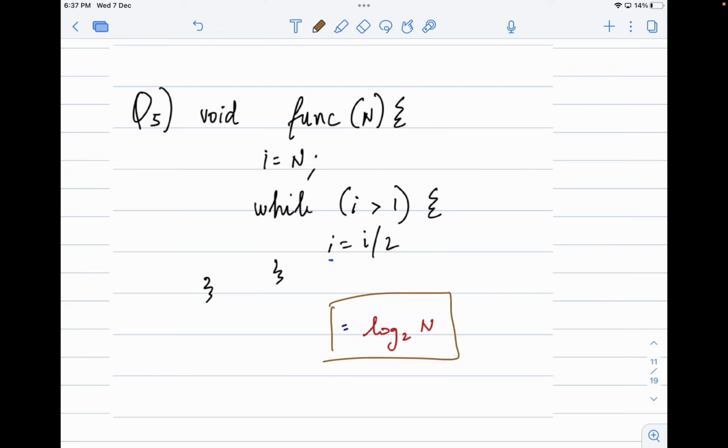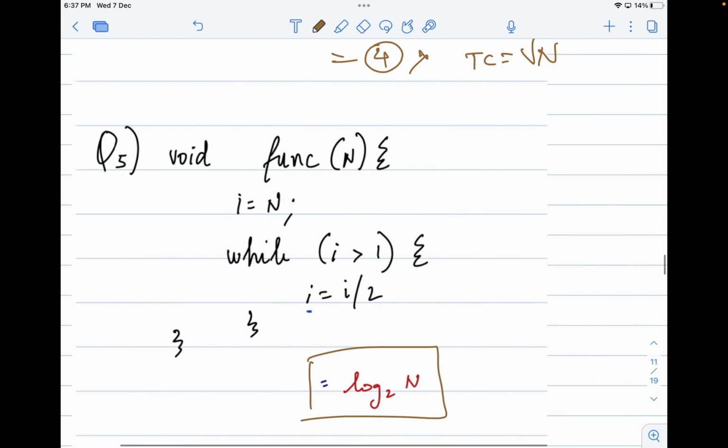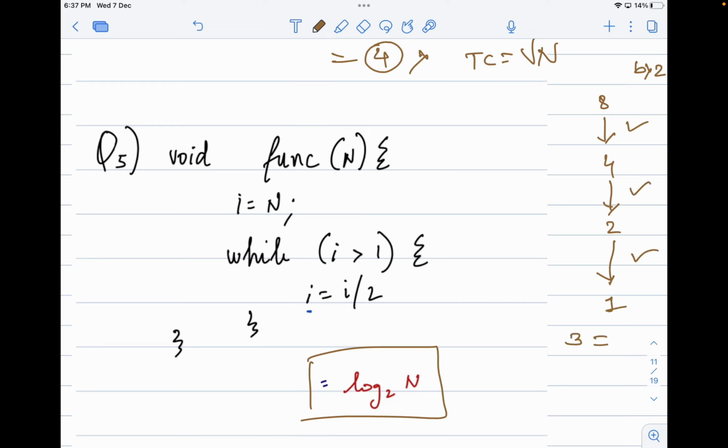Simply that, suppose n, whatever n is coming. The first example we have seen: suppose you have a number that is 8 and it is going to be divided by 2, so how many times will it take? 8, 4, 2 and 1. So 1, 2 and 3. So 3 times if you divide it by 2, then only it will give 1.